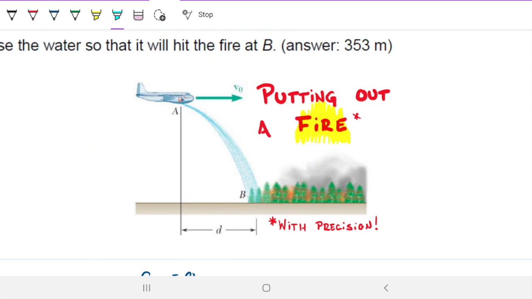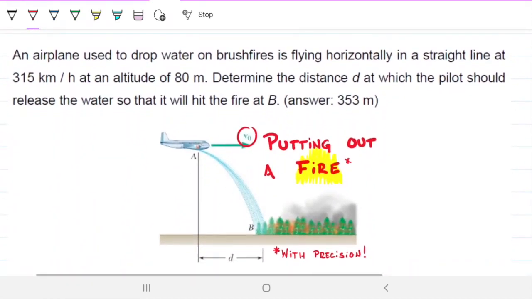This plane is traveling horizontally, and it has a certain velocity, which is given, and whatever water it's carrying is obviously traveling at the same speed as the plane, right? Now, the trick here is that we're not really interested in the plane, just the water. So we can forget the plane and think about what's going on with the water. In terms of the statement, it's flying horizontally, in a straight line.